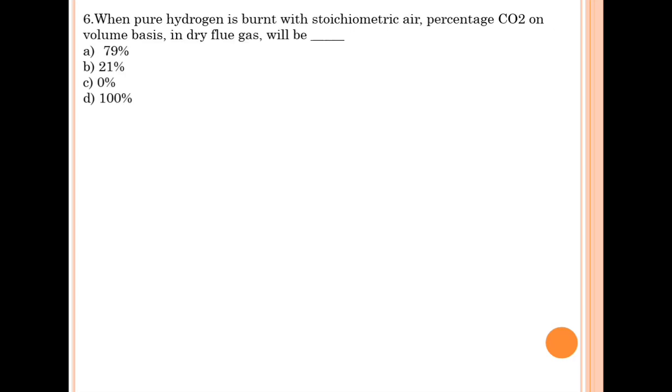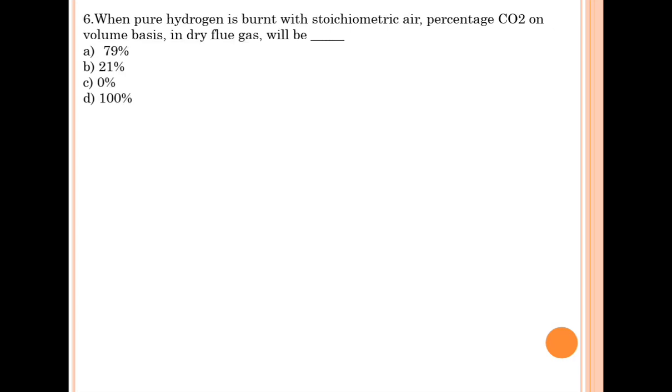Question 5. Waterlogging of a 3-meter lift of condensate at trap discharge will result in a back pressure of dash. Here, as we know, if there is a water column of 10 meter, then the pressure exerted is 1 kg per centimeter square. So here the condensate lift height is 3 meter, so the pressure exerted is 0.3 kg per centimeter square. So option B is the answer.